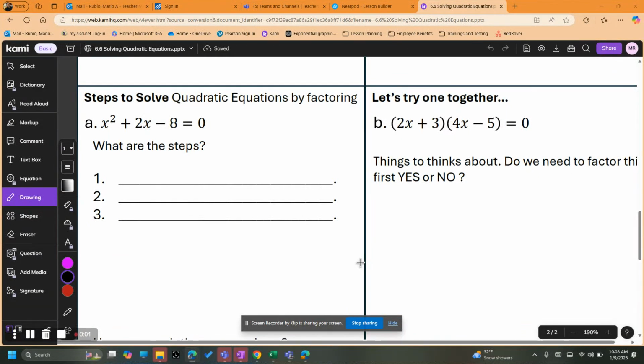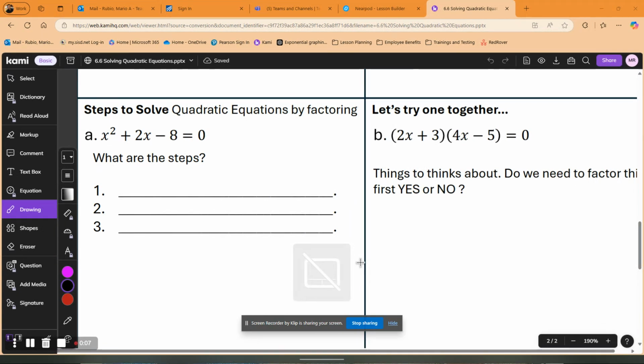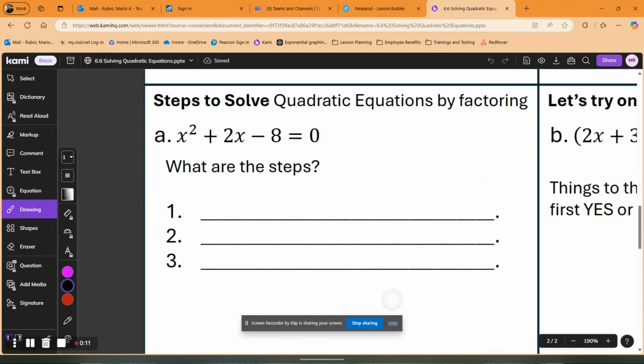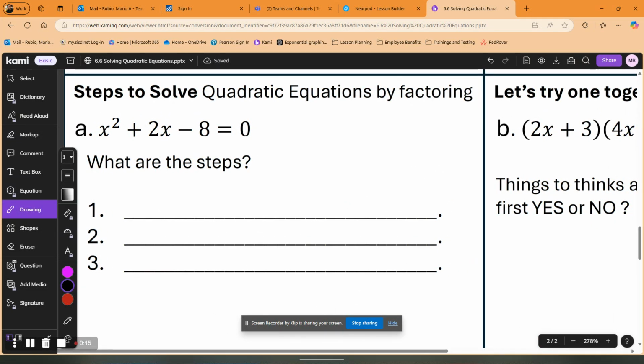Okay guys, in this video we're going to be looking at the steps to solve quadratic equations by factoring, and then I'm also going to cover, let's try one together. So I'm going to zoom in here to the left, steps on how to solve quadratic equations by factoring. So the first part is, let's take a look. We kind of seen these.